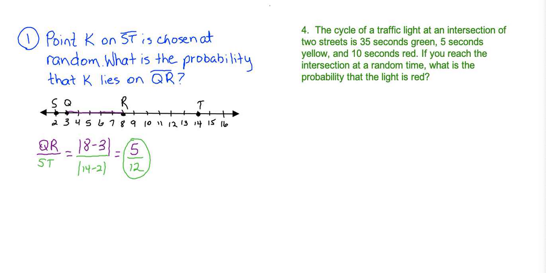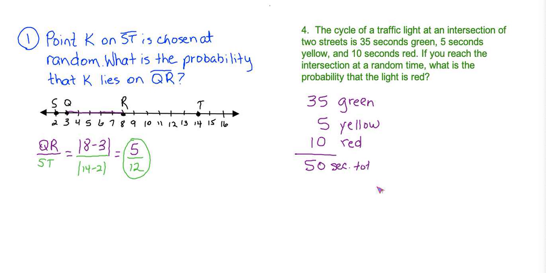Now, in the next example, it says the cycle of a traffic light at an intersection of two streets is 35 seconds green. So let's jot down what we know. It's green for 35 seconds. Then it's yellow for 5 seconds. We're hurrying through the intersection. And then it's red for 10 seconds. So the entire cycle is 50 seconds total.